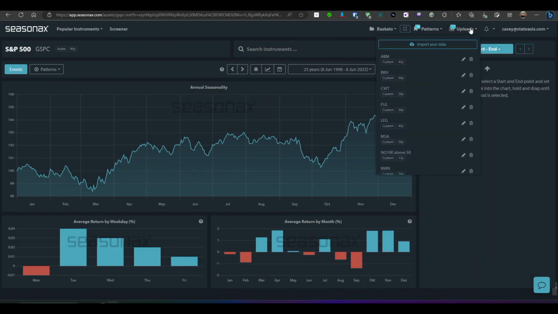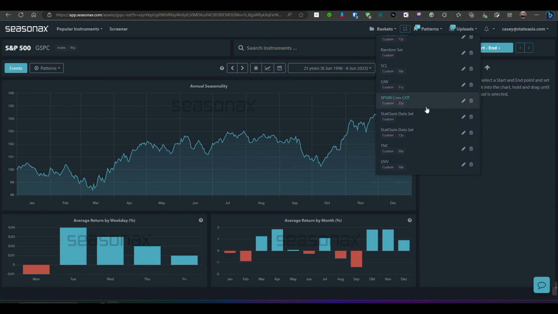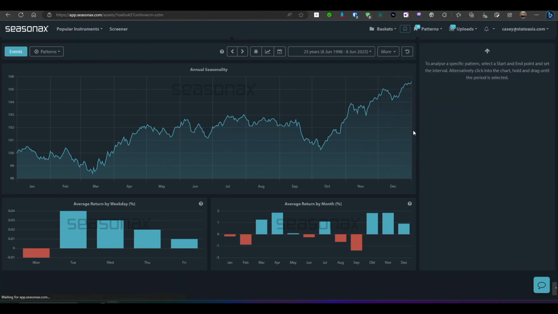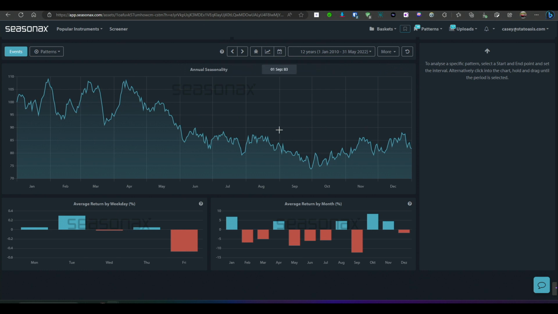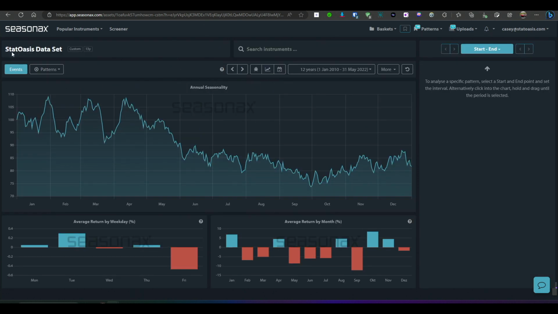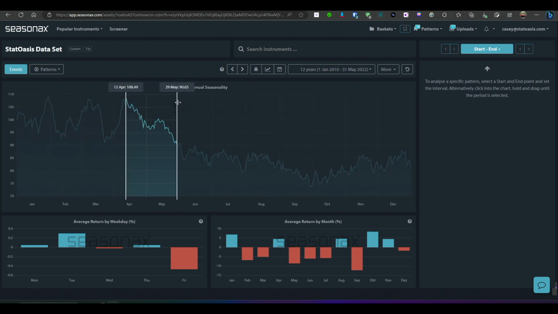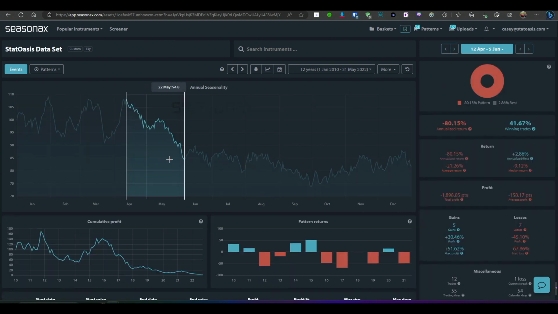Now, for example, here I uploaded some custom data. So this is a data set that I uploaded. So this is not an instrument. As you can see, it's called StatOasis data set. And for example, in this data set, there is this pattern where if you hold it, you can make 9.12% median return with almost 60% win rate.